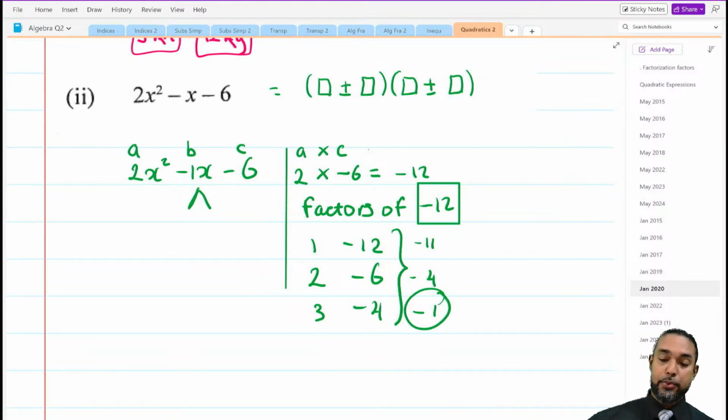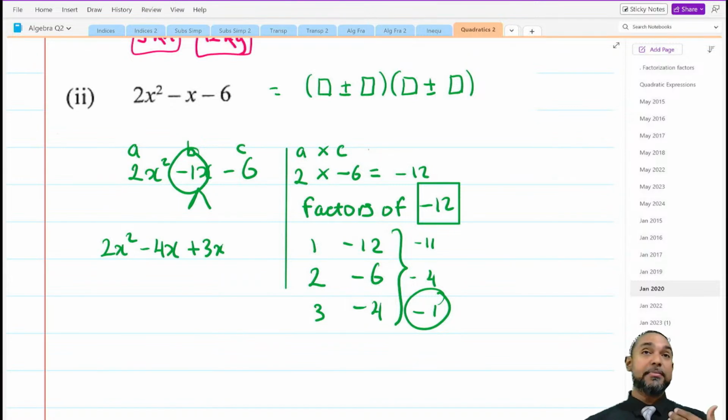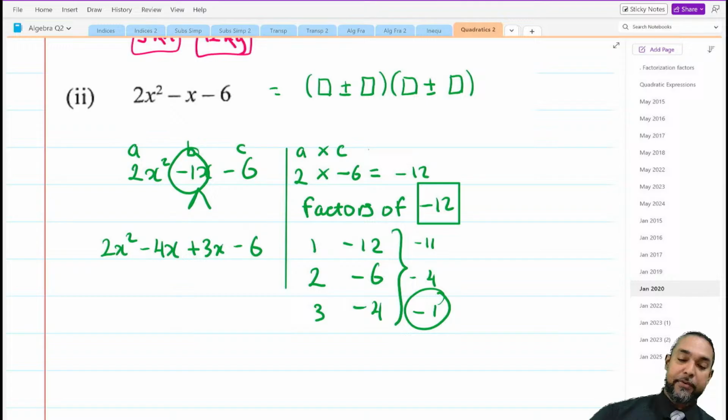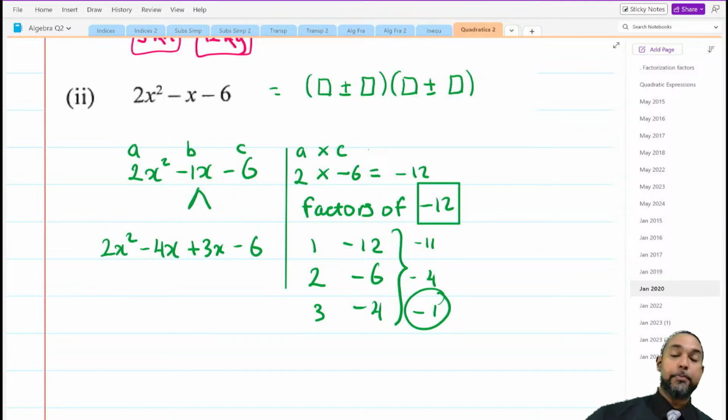Well, what we do is we use these here as coefficients of x to do what I call splitting the middle term. So what that means is that we're going to rewrite minus 1 as minus 4x plus 3x. Now, it doesn't matter if you put plus 3x in front and minus 4x behind. It's just that certain arrangements make it easier to facilitate the factorization that comes after, right? Like, for example, here, now that we've split minus 1x into minus 4x plus 3x, we could factorize each pair of terms by grouping.